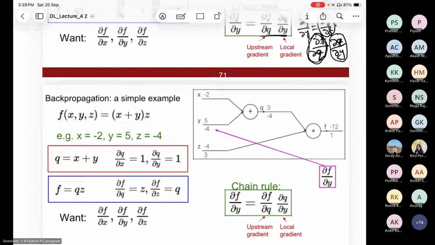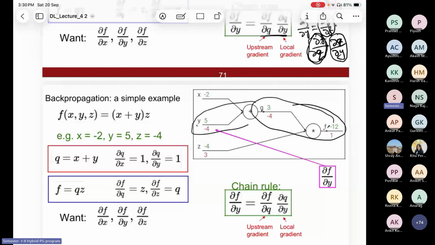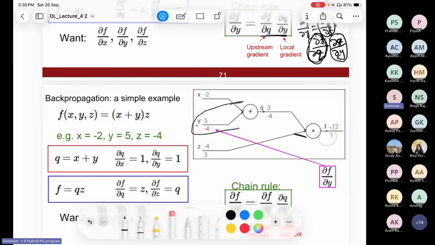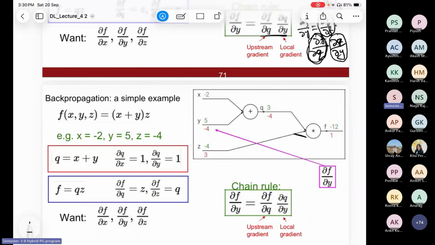Now, this is called chain rule. Because for finding del f by del y, first you are finding del f by del q, and then you are finding del q by del y. And then you are just multiplying these two terms. So this first term, del f by del q, is called the upstream gradient, because it's coming from this side. Or it can be said as a global gradient. So you are getting the global gradient from the right hand side, and then you multiply with the local gradient, because this is the local function.